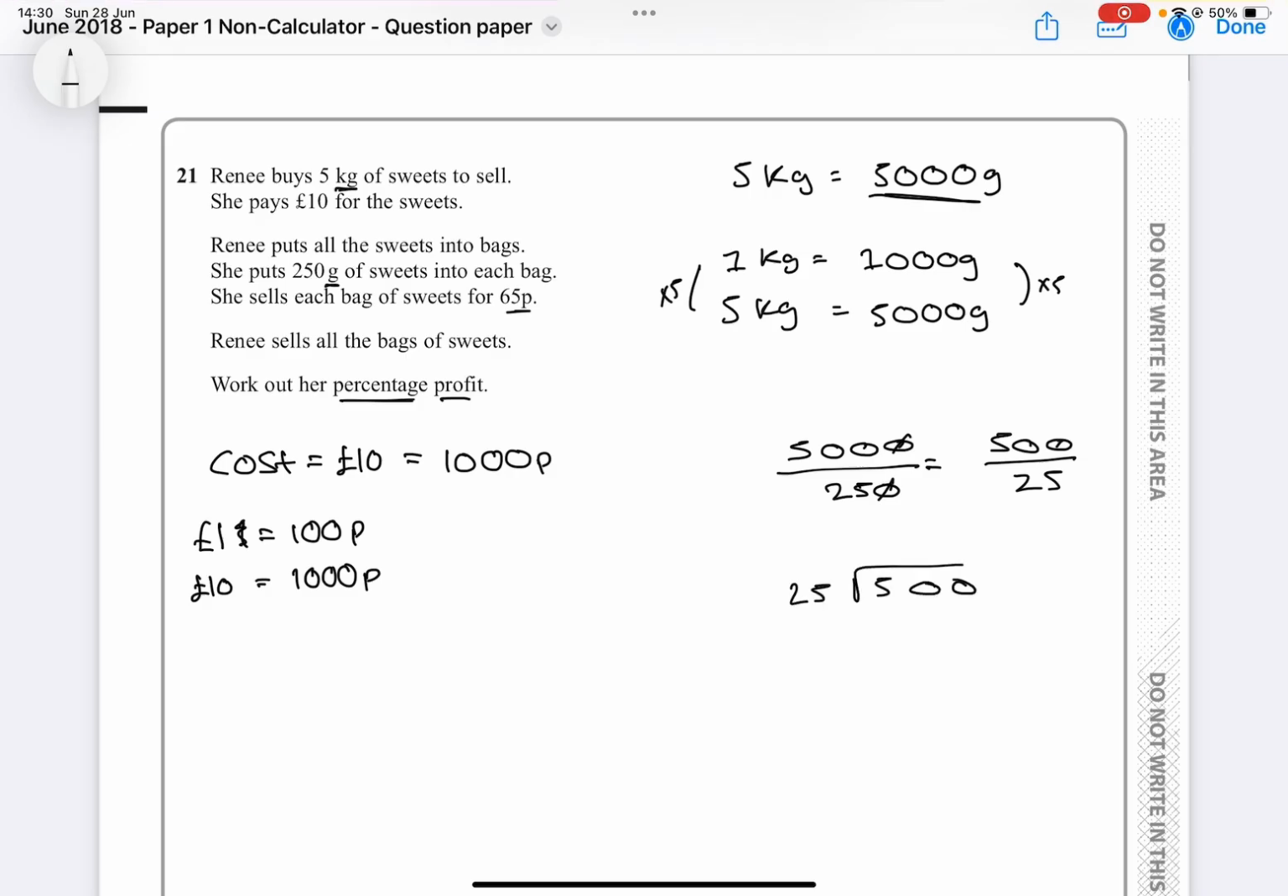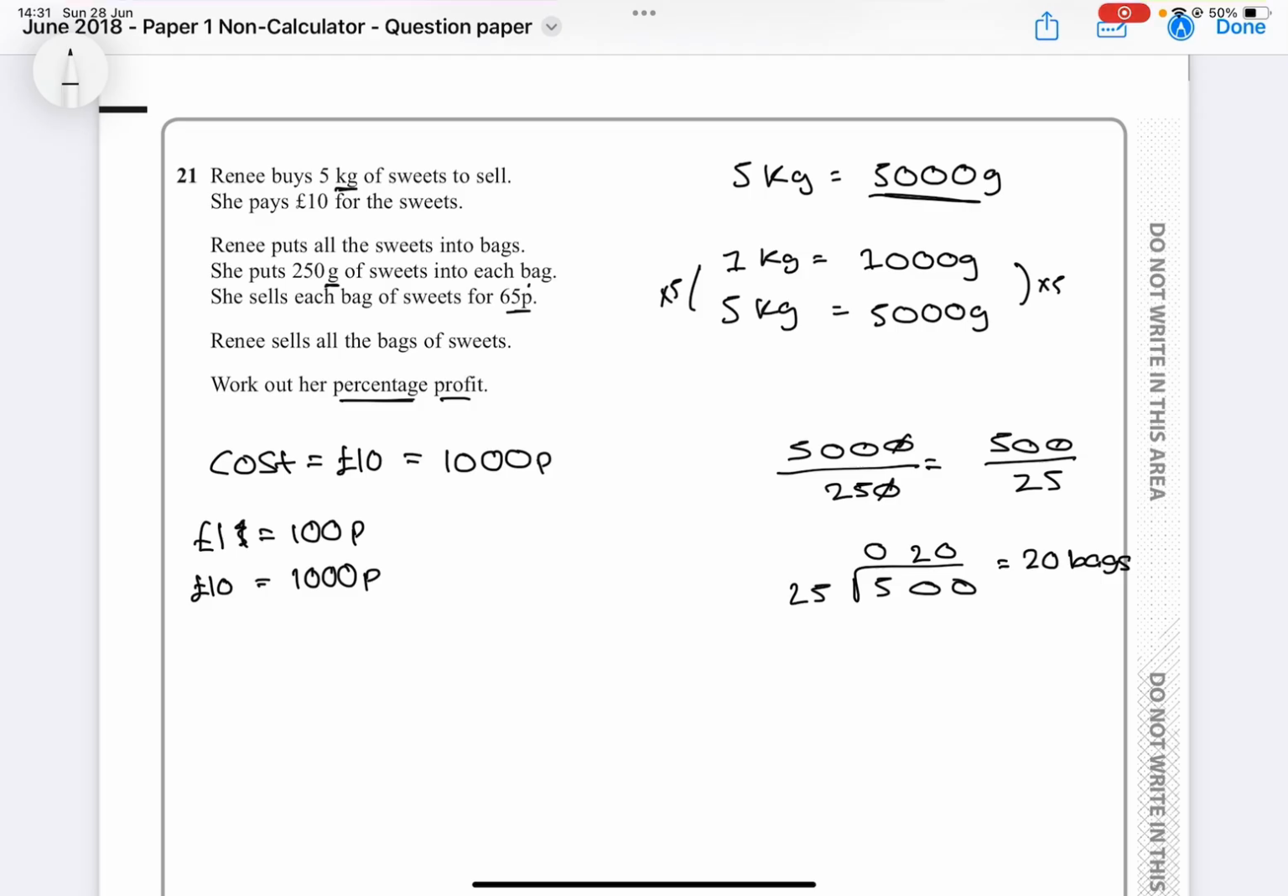5 goes into 25 0 times. 50 goes into 25 twice. And 0 goes into 25 0 times. So she has 20 bags. She makes 20 bags of sweets from the 5,000 grams that she has, okay? So 20 bags, all right?